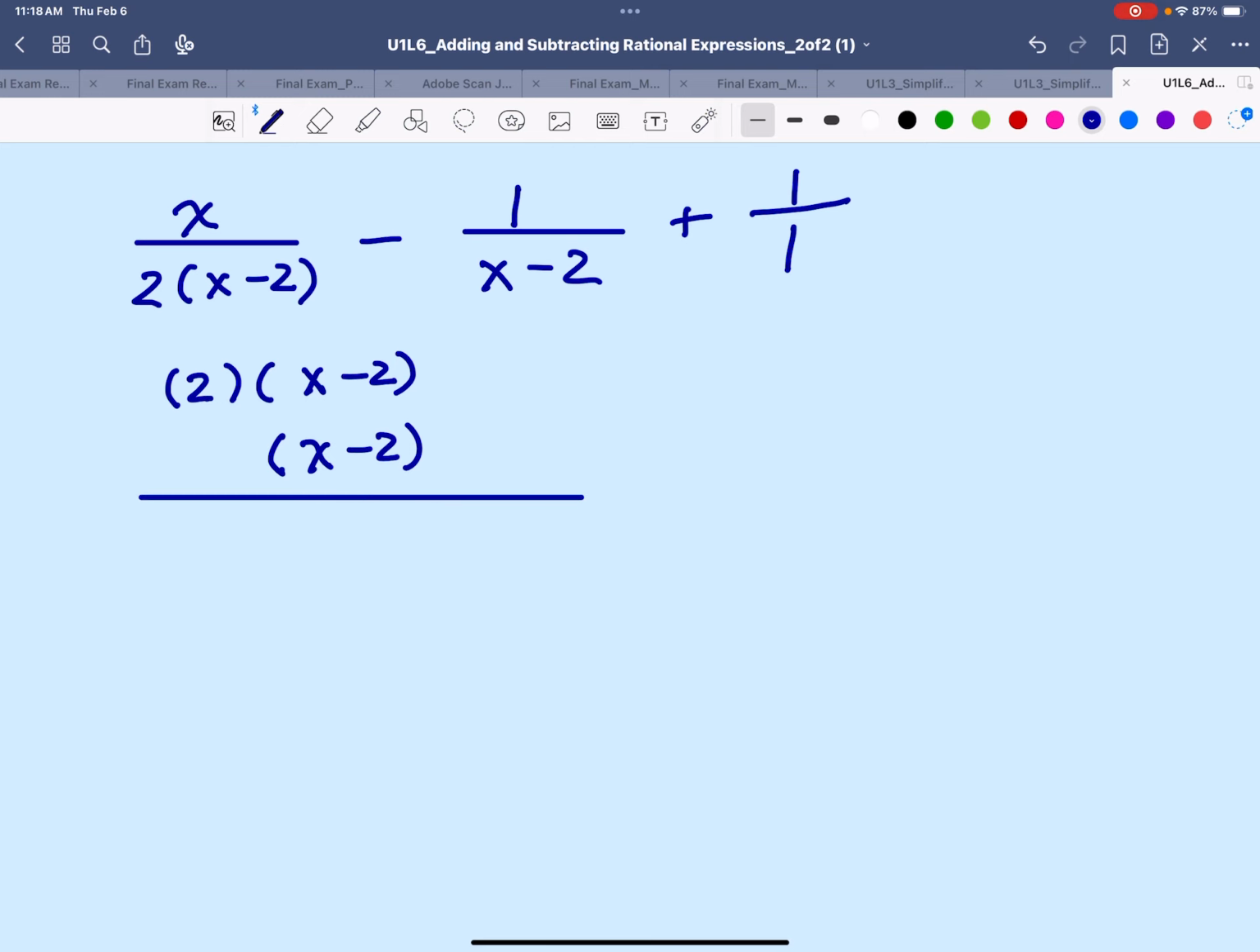Now we're ready to state the lowest common denominator, which is found by bringing down every factor. So we have a factor of 2. And then we have a factor of x minus 2. Since it is common, we only list it once. And that would be the lowest common denominator in our case.